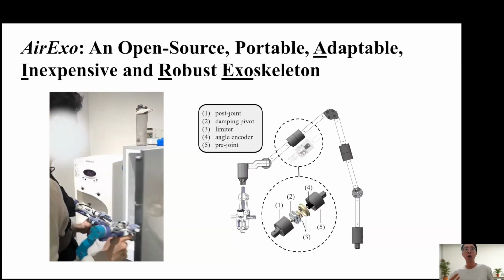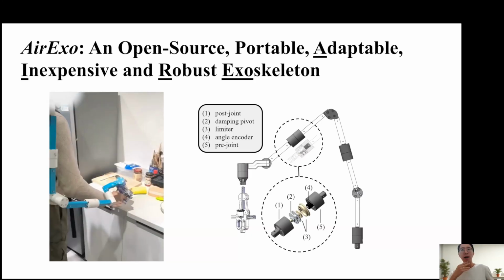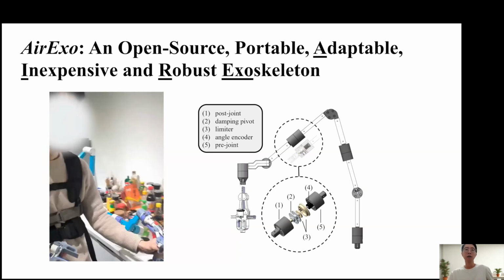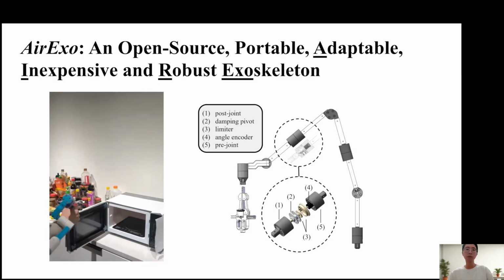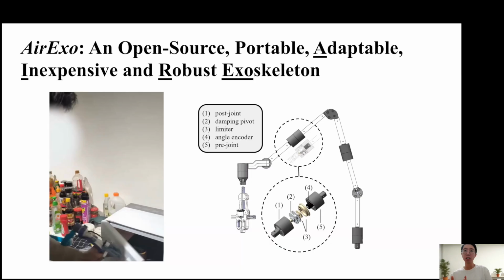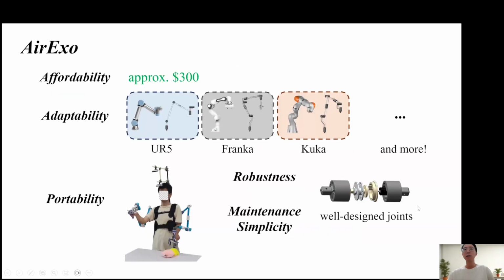So Air Exo is an open source and portable, inexpensive exoskeleton. The idea is that instead of having actuators at each joint, we develop some low cost and modularized joints that only have position encoders inside. And with this kind of modularized joint encoders, it makes the building of such an exoskeleton very cheap. So we just need about $300 to build an exoskeleton for one arm.